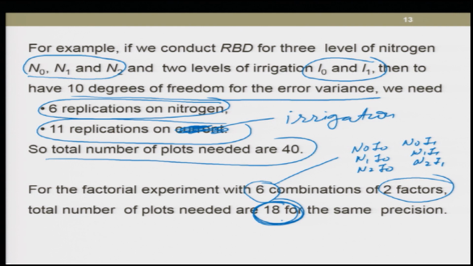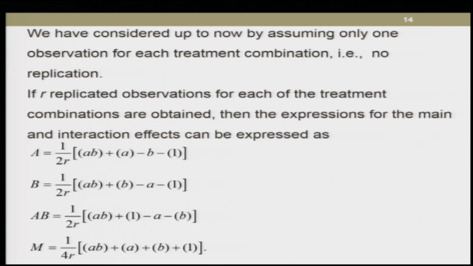So, you can see here that in case you want to use simply the RBD in that traditional way, then you need 40 plots, but if you want to do the same thing using the factorial experiment, then you need only 18 plots, right. So, there is a significant reduction in the number of plots. That will essentially save your cost, time, energy, labor, everything. Right. Okay.